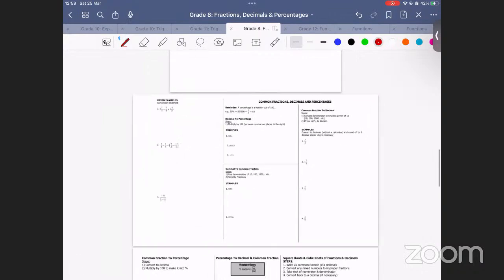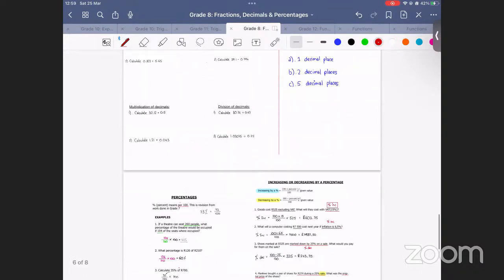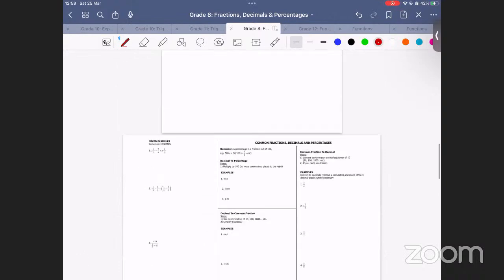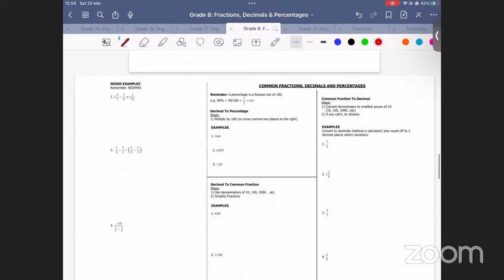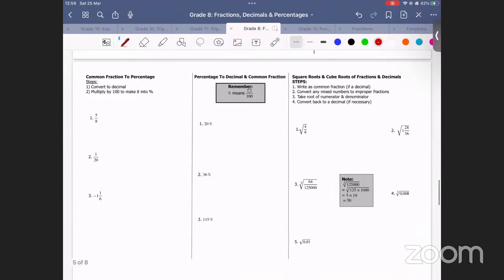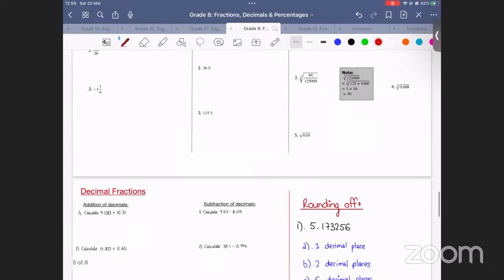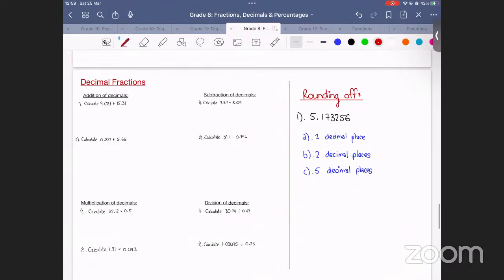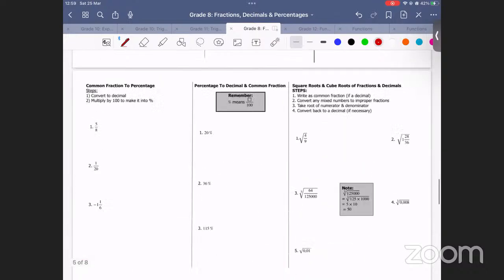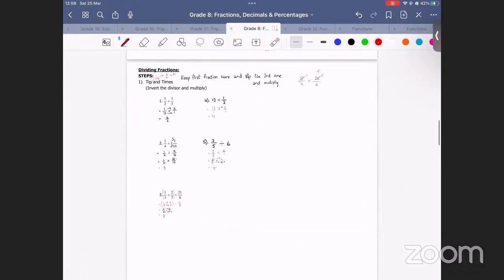And when we come next time, we will continue with a lot of stuff, I guess, just still decimal fractions. So we have converting common fractions, decimals, percentages, common fraction to percentage, percentage to decimal and common fractions, square roots and cube roots, so fractions and decimals, decimal fractions, adding, subtracting, multiplication, and division of decimals, and rounding off decimals. A whole bunch of decimals. But yeah, okay, cool. Let's call it there.